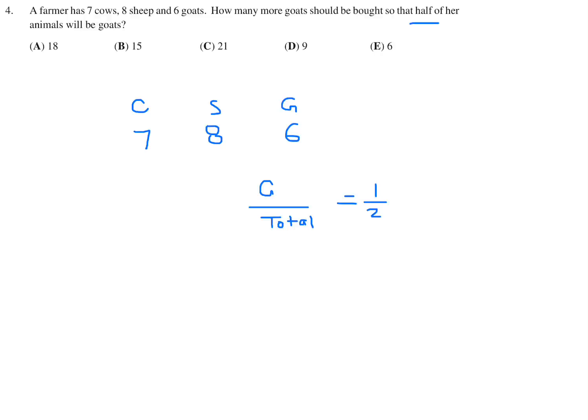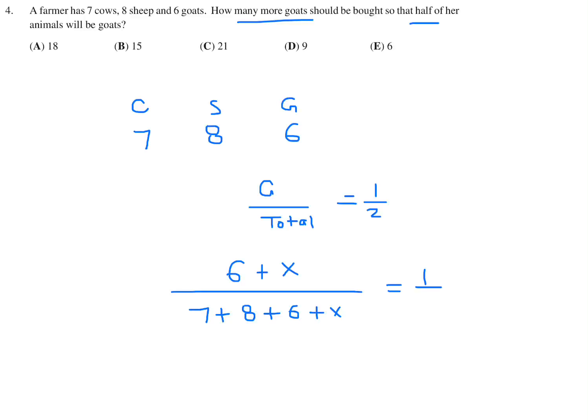So currently her goats is 6. Now they're saying that she has to buy some more, so we'll have that be represented by X. And the total is 7 plus 8 plus 6 plus X. And we want this to be a half.